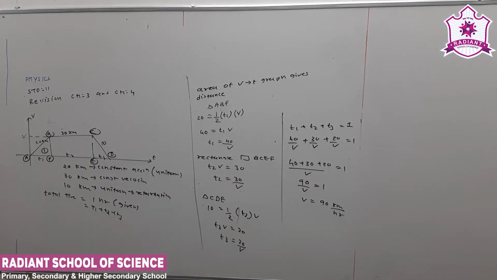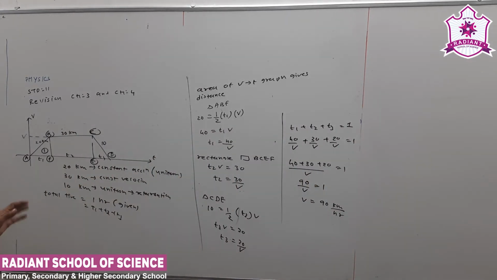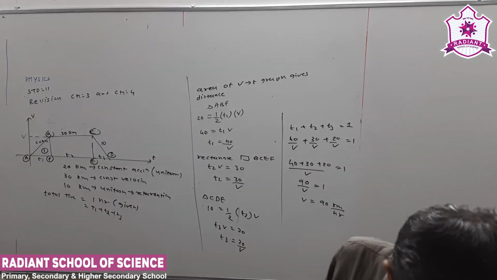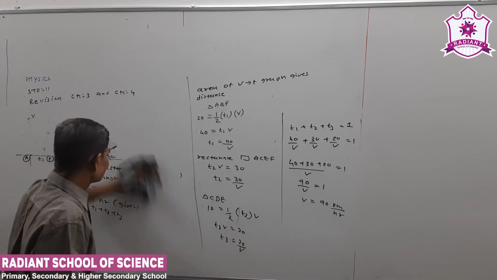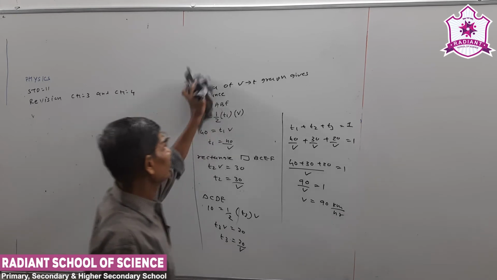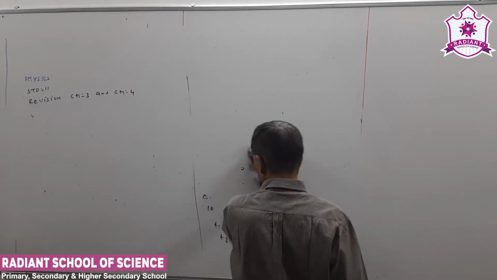See, the area of the velocity time graph is the displacement. That is a useful relation we have, using this as a method. So what we have used here is an important property: the area of the velocity time graph gives the displacement.